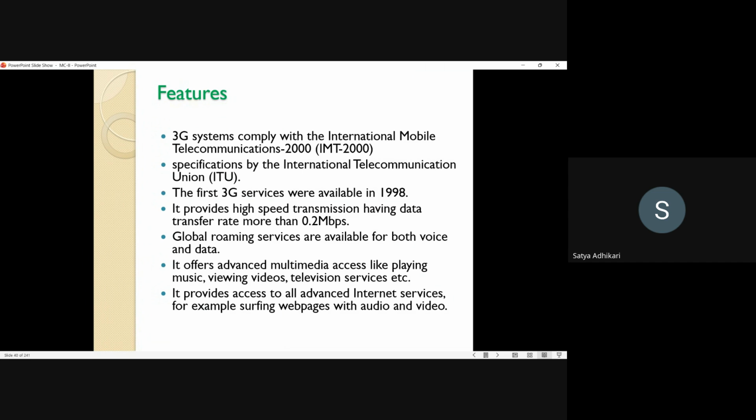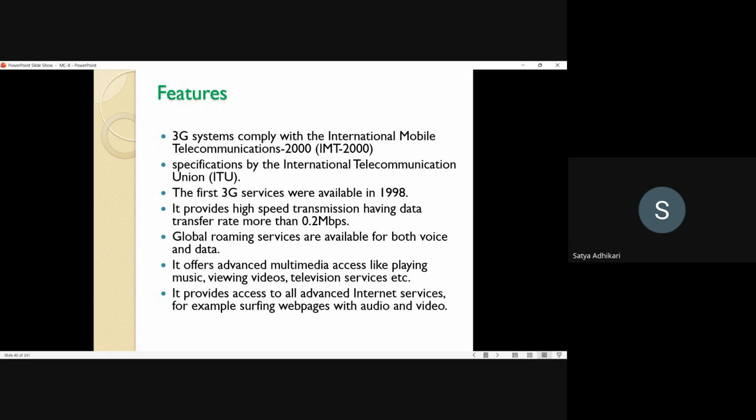3G systems comply with the IMT 2000, International Mobile Telecommunication 2000 standard, specification by International Telecommunication Union. The first 3G services were available in 1998. It provides high-speed transmission having data transfer rate of 0.2 Mbps. So as compared to 2G network, it provides better transmission speed.